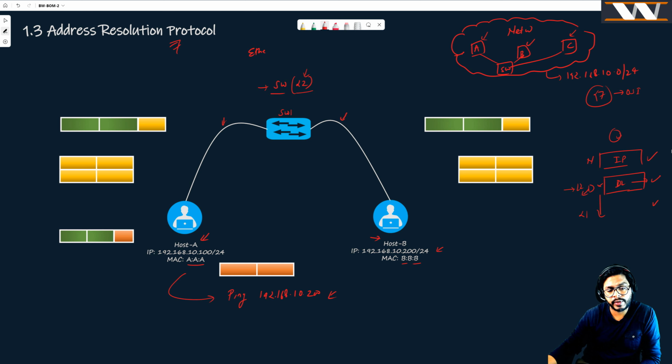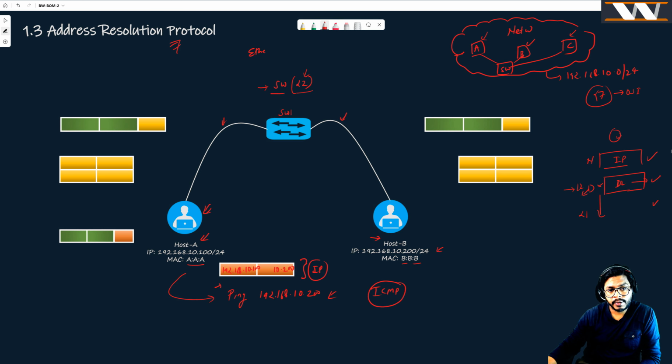So no problem. Whenever I issue a ping command, basically my ICMP message is created, an ICMP echo message, whose source IP address is going to be 192.168.10.100, right? The destination is going to be 10.200. It is as simple as that. This is going to be my IP packet at layer 3, which was created by this host.